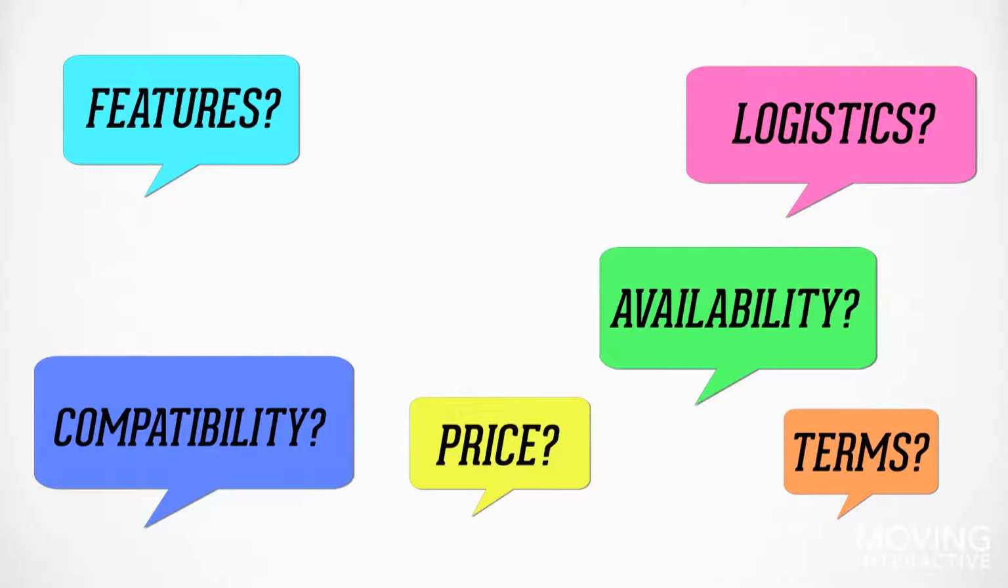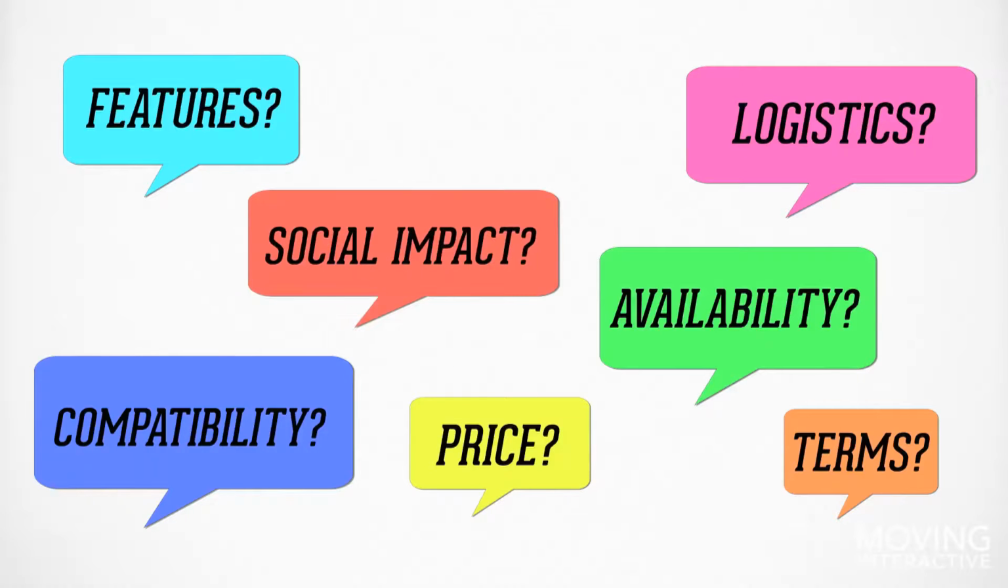And lastly, and increasingly, social impact. Is your product green? Where is it produced? Fair trade considerations, and other social factors. At minimum, you want to have an FAQ of some sort to help the user find answers to the specific questions that are important to them.